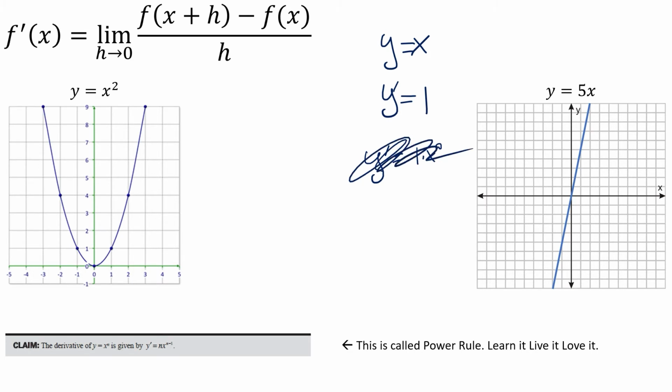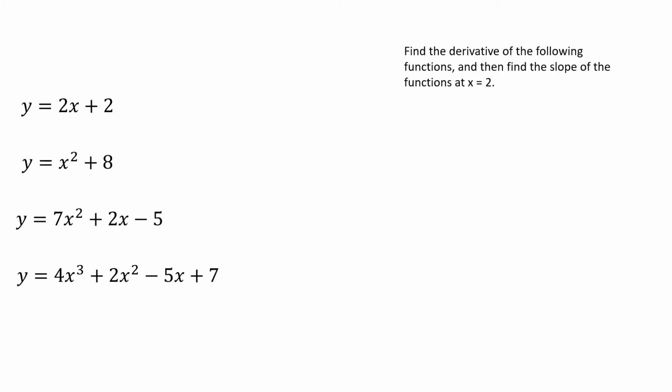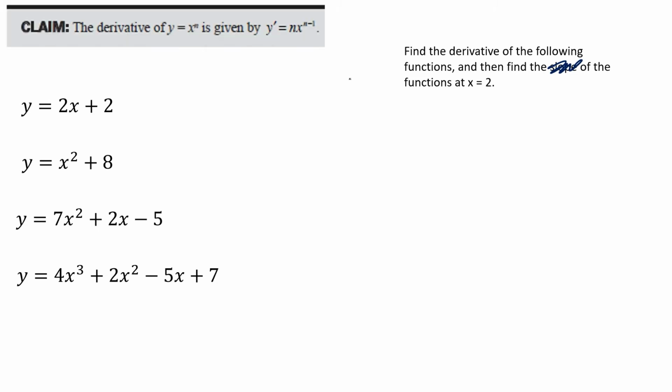All right. If none of that made very much sense, we're going to practice it some and it will become apparent how easy this is to use. We're going to find the derivatives of all of these things, and then we're going to find the slope of those, the instantaneous rate of change I should have written, of all those functions at x equals 2, or the slope of the tangent lines at x equals 2.